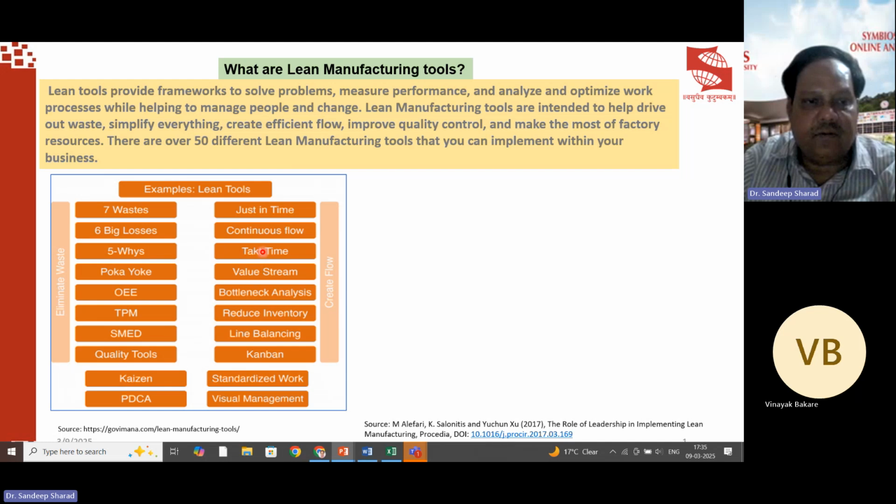These are to create flow and eliminate waste: value stream mapping, bottleneck analysis, reduce inventory, line balancing, Kanban, standardized work, and visual management.